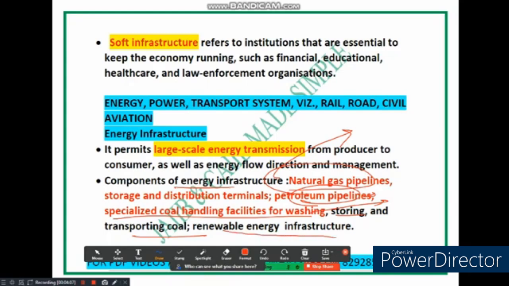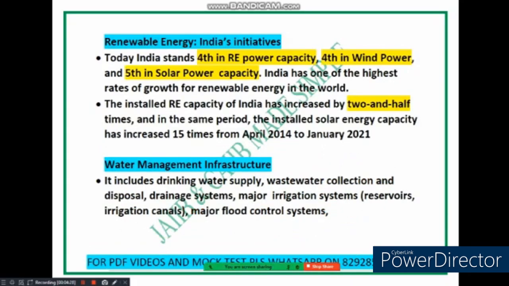Basically, renewable energy infrastructure refers to the infrastructure that is needed for harnessing and distributing renewable energy resources. Can you give me some examples of renewable energy? Like solar, like wind. Okay, solar, wind, hydroelectric power, these are examples of renewable energy. Now let's come to the next slide. We are discussing energy infrastructure. Basically, energy infrastructure is essential for efficient production, transmission, and distribution of various energy resources. It allows energy to be transported from producer to the consumer, and it enables the management and direction of energy flow.